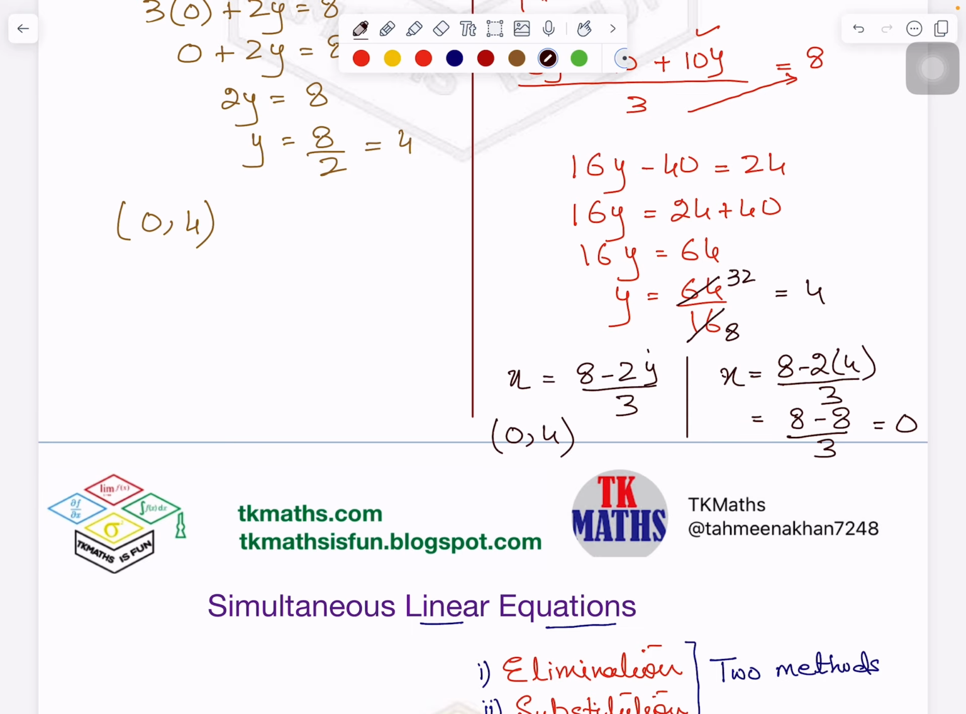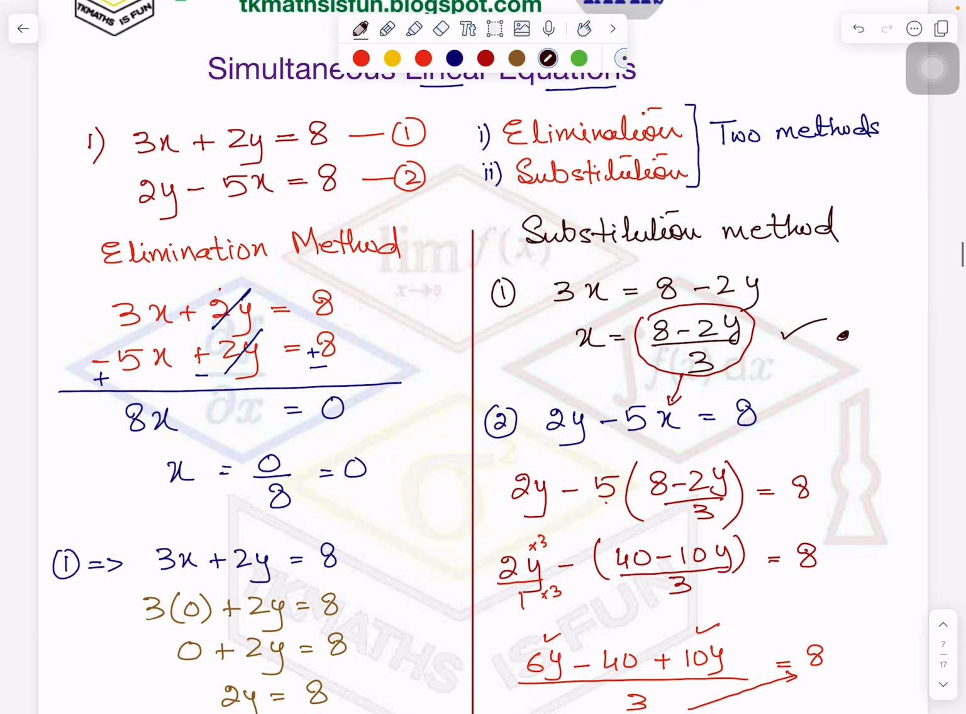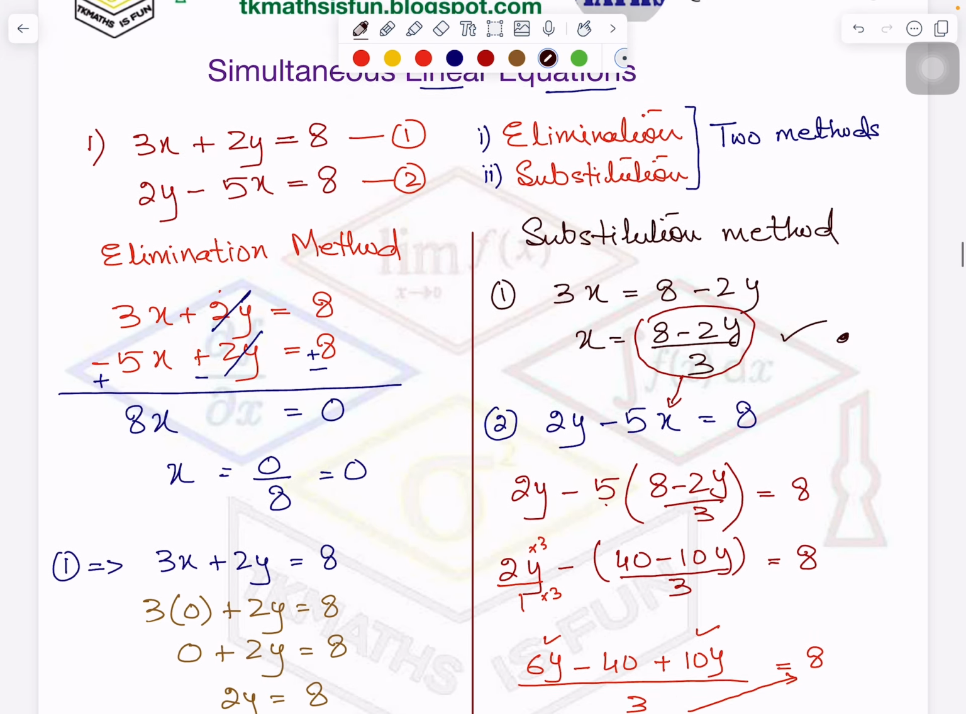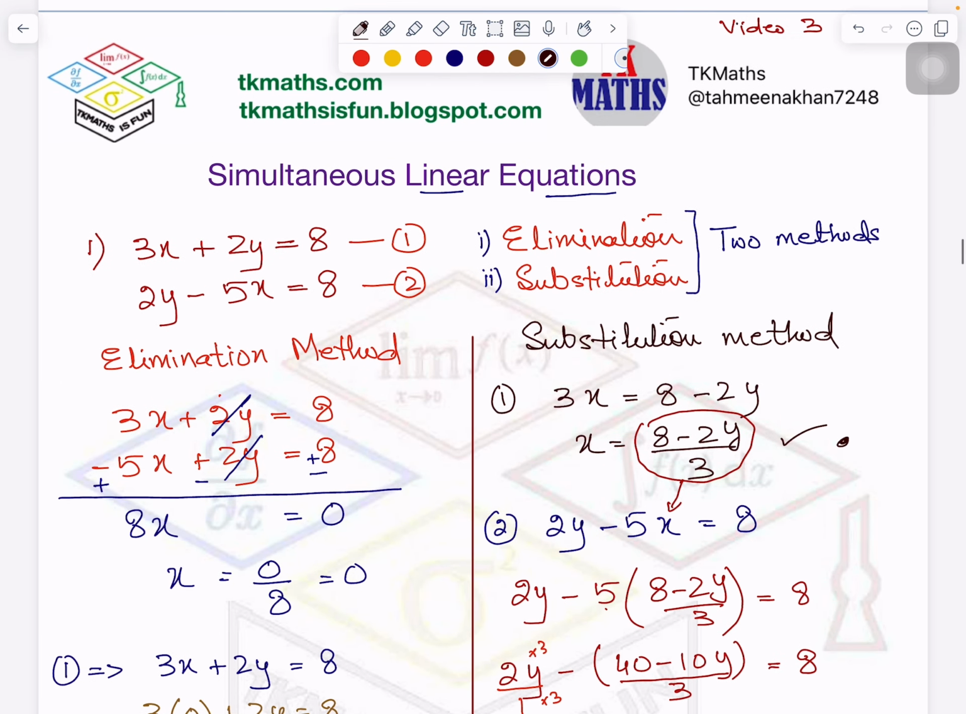So I hope you understood how to solve the question using the elimination method and the substitution method when the coefficients are not 1 and are different. Now in this example, you saw the coefficient of y was 2 in both cases. In the next example, I will take totally different coefficients, and then I will tell you how to make them the same.